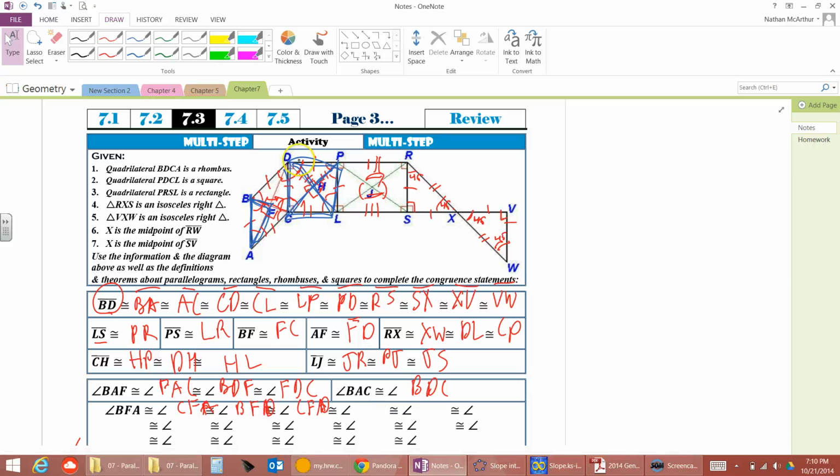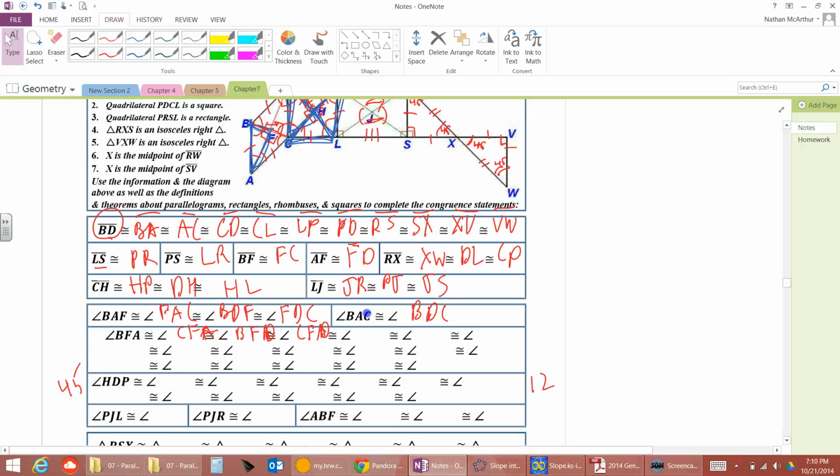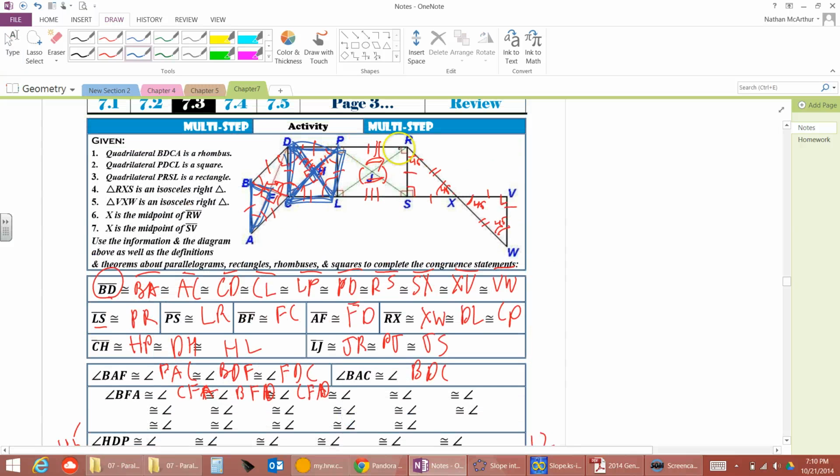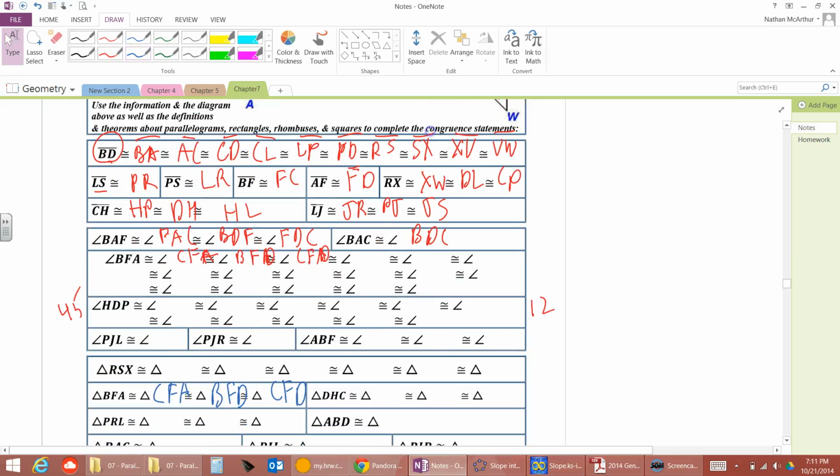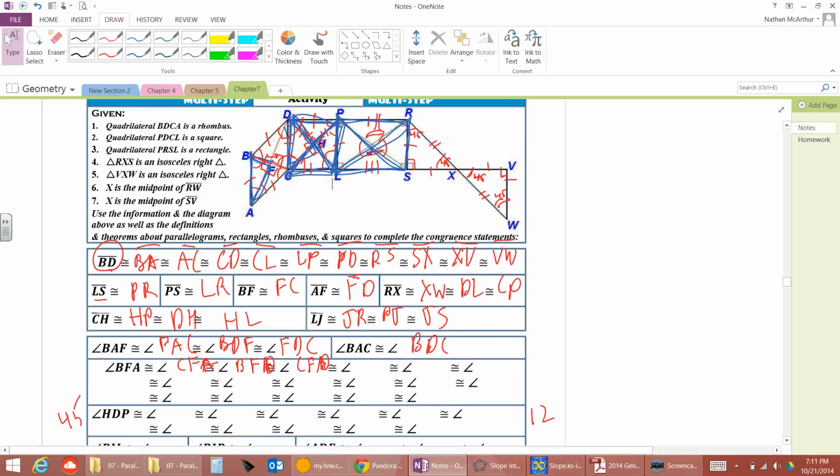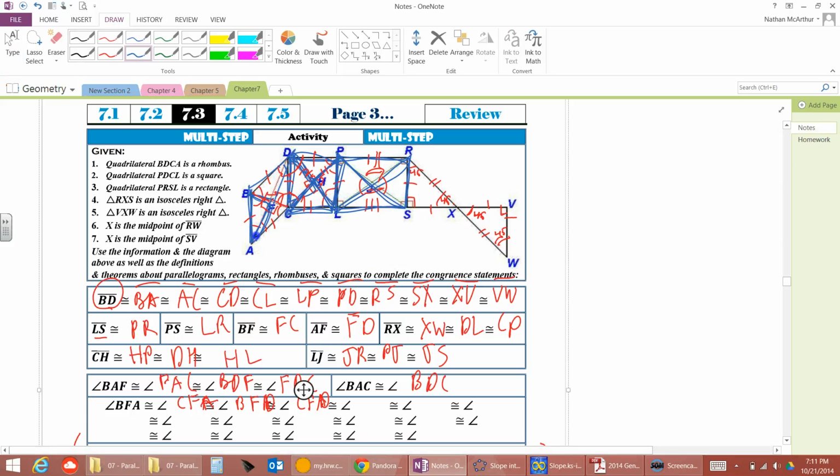DHC. DHC is this little teeny triangle here. And there's 4 of those. 1, 2, 3, 1, 2, 3, 1, 2, 3. Those 4, each individual of these little triangles works. And then PRL. PRL is this guy right here, and he has a mirror here, and he has a mirror here, and a mirror here. So there's 4 of those triangles. Goodness. ABD. ABD is the long triangle here, and it's congruent to this other long triangle here. So there's 2 of those.